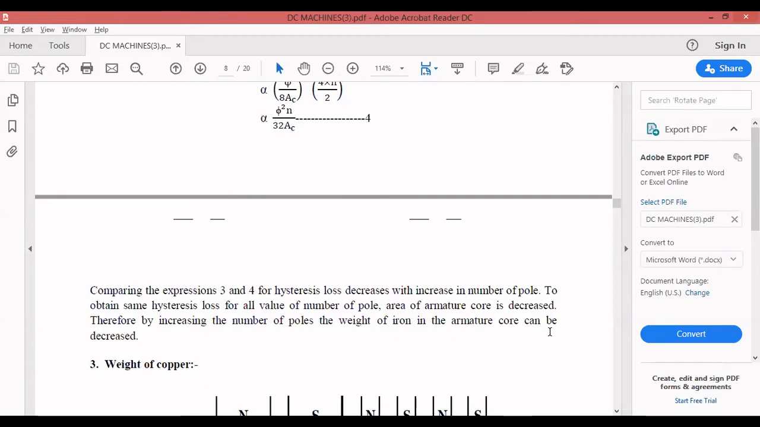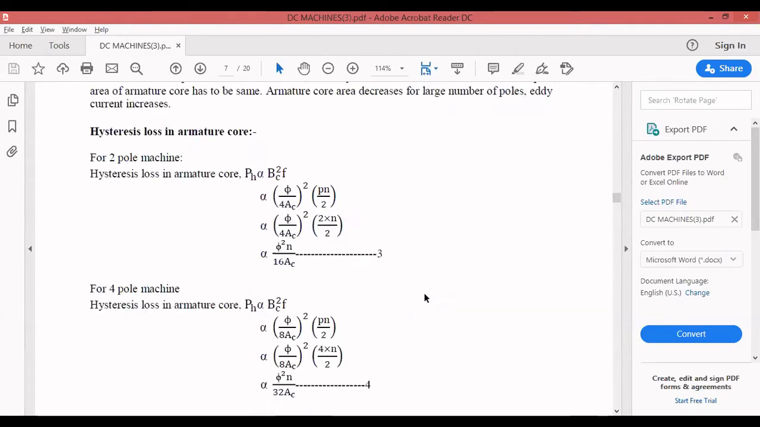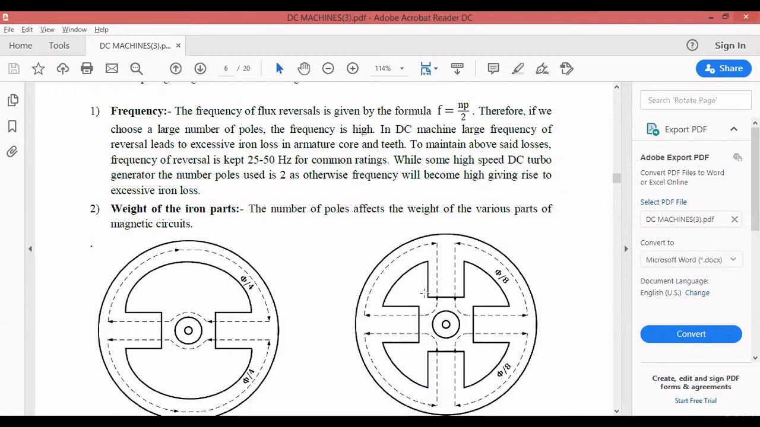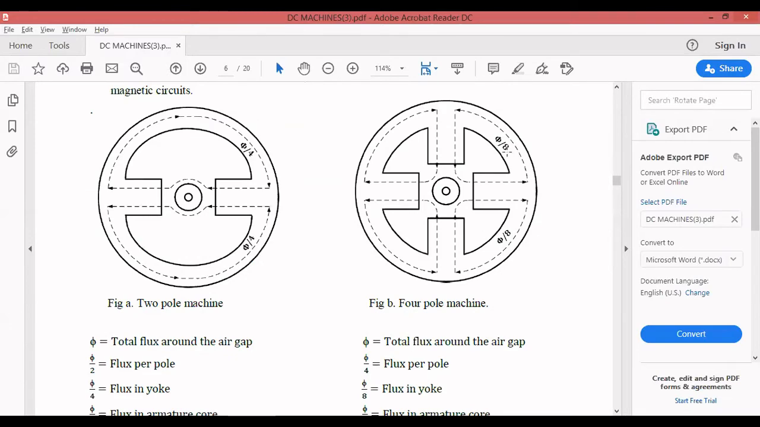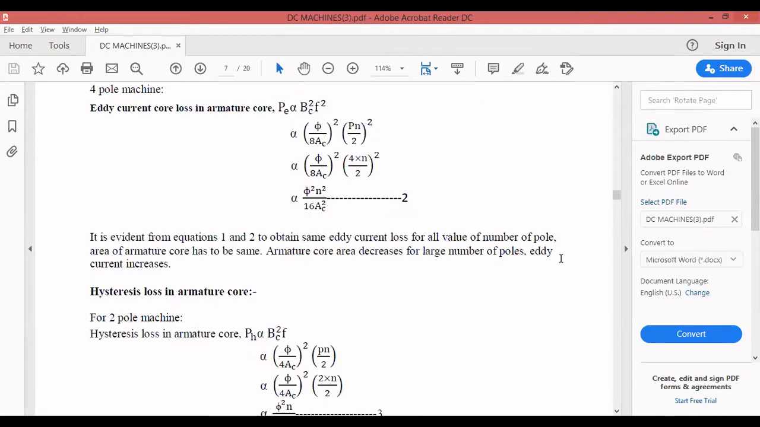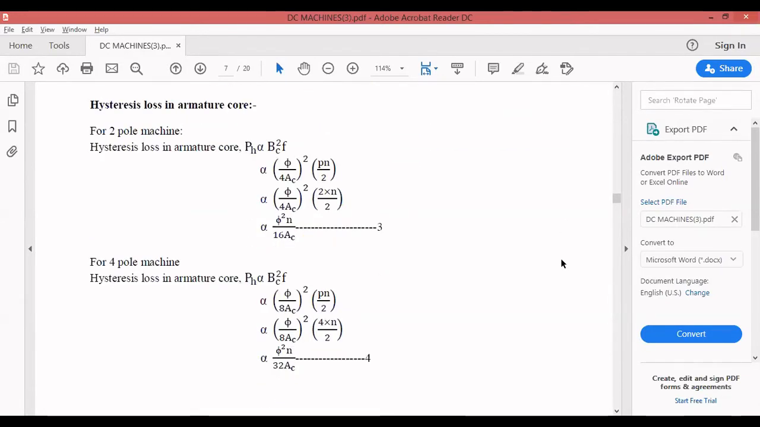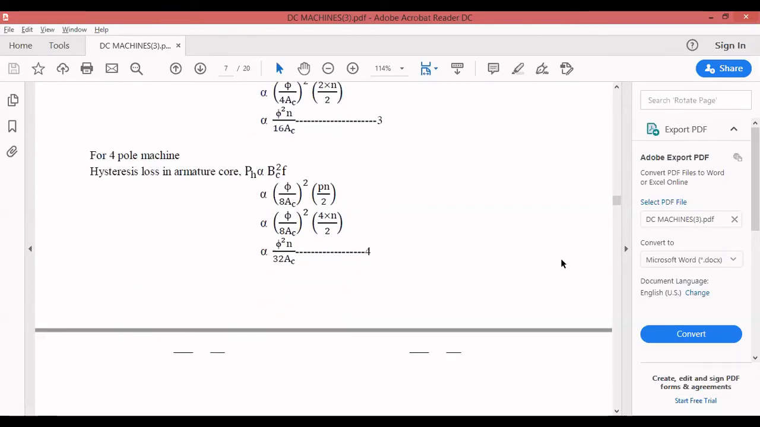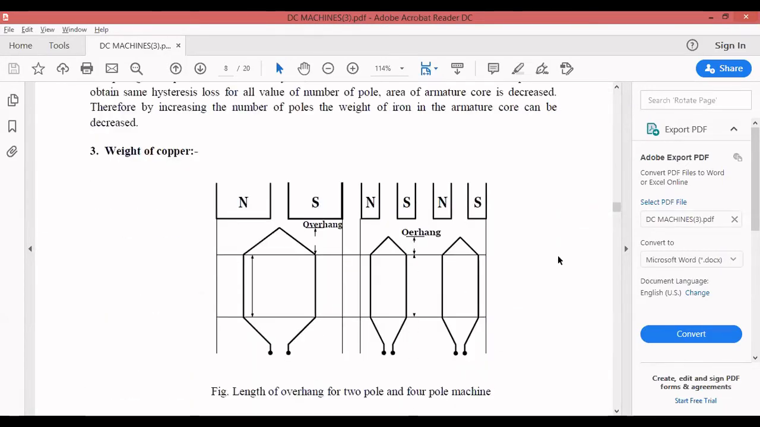So if you go for more poles, definitely the weight of the armature core can be decreased. That is regarding the weight of the iron part, with respect to the yoke and with respect to the armature. With respect to the yoke, if you go for more poles, the weight of the yoke will be decreased, as well as in the armature, the weight of the armature core will be decreased. Okay, that's it. Next, third part.